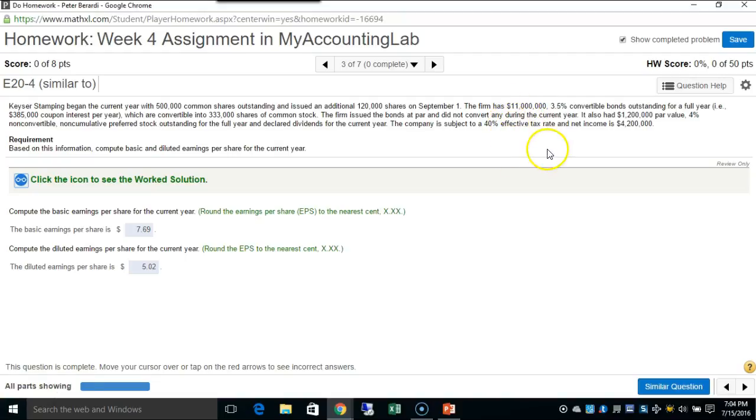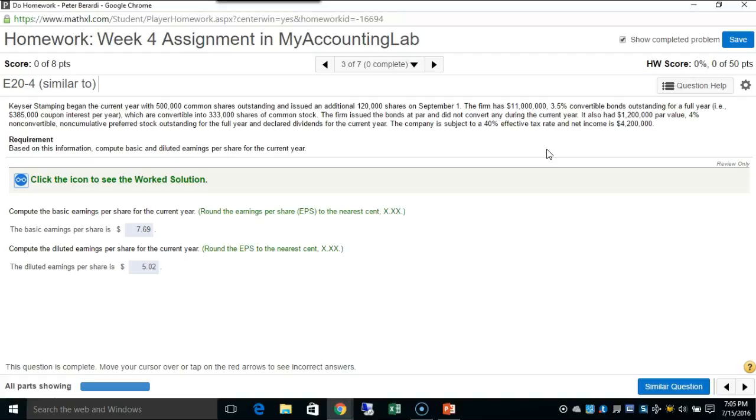The firm has $11 million, 3.5% convertible bonds outstanding for a full year. The interest is calculated for us in the problem at $385,000, which are convertible into 333,000 shares of common stock. This affects only diluted earnings per share because convertible bonds dilute the earnings per share.